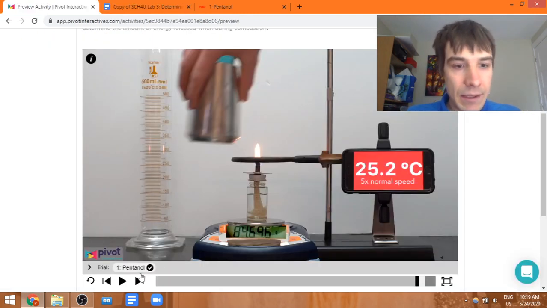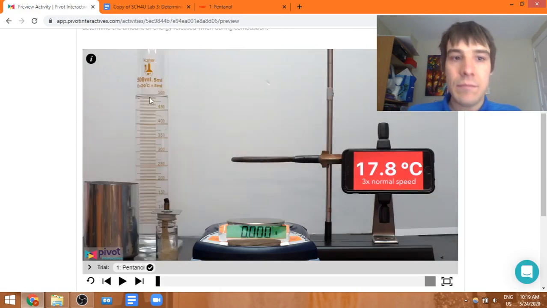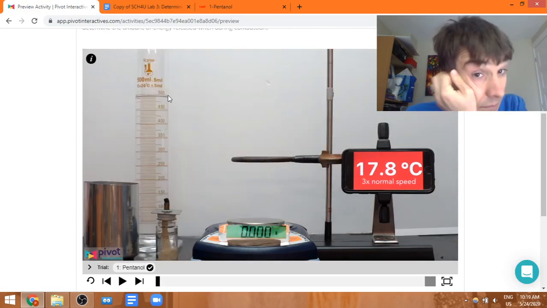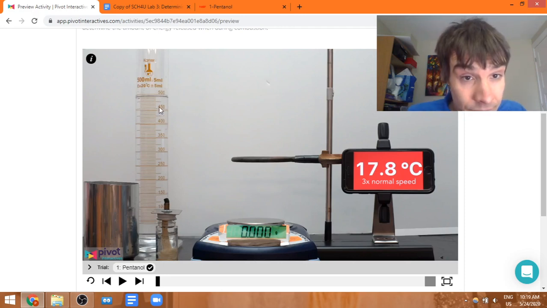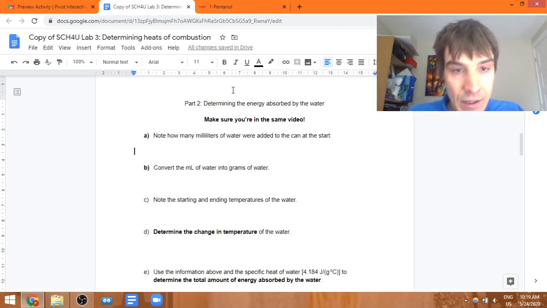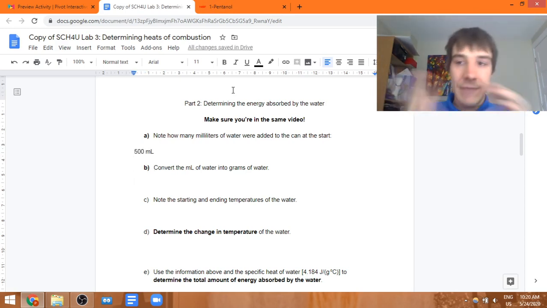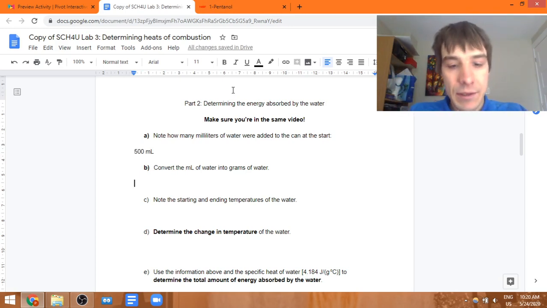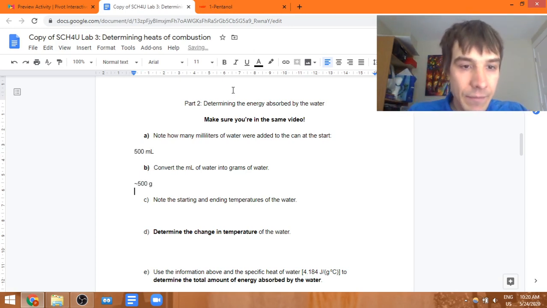First, we have to note how many milliliters there were at the start. Just under 500. 450 is there, and then it looks like there's 1, 2, 3, 4, 5, 6, 7, 8, 9, 10, 20 divisions. It's plus or minus 5 mils. We might as well just call that 500 mils. 500 milliliters. Convert it to grams of water. Well, water at normal temperatures is 1 gram per milliliter. So we're going to say 500 grams.